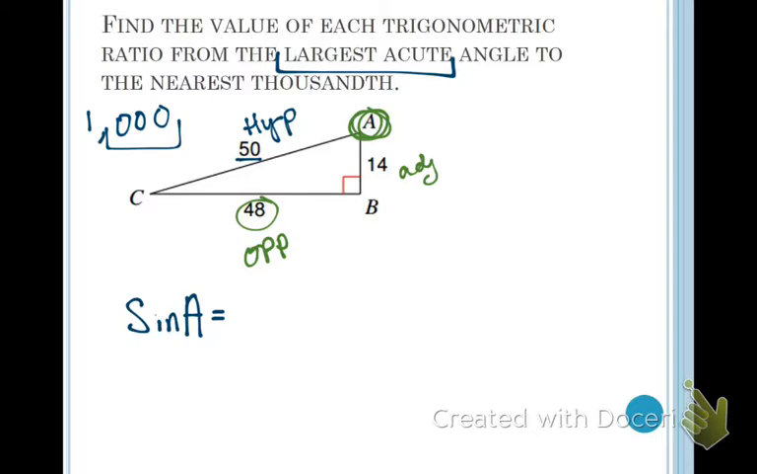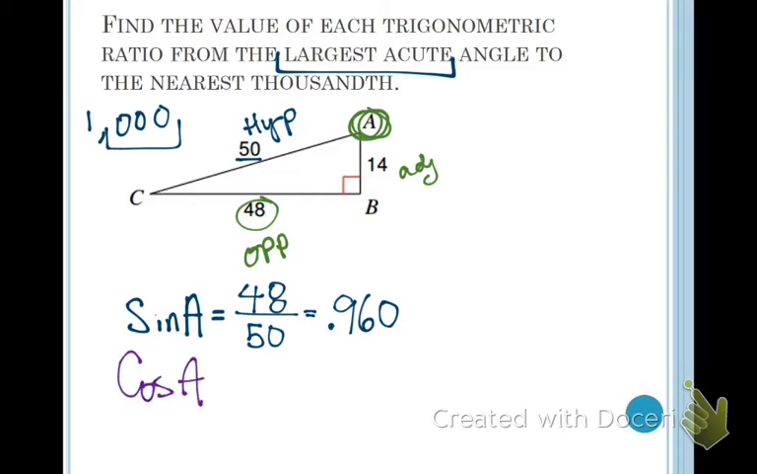All right, equals what side over what side? Opposite over hypotenuse. So what is my opposite? 48. And what's my hypotenuse? 50. All right, so we're rounding to the nearest thousandth. Plug that into your calculator. You should get 0.96. Since we're rounding to the thousandth, if you want to, you can put a 0 there. It doesn't really do anything there, but you can put it there if that makes your heart happier.